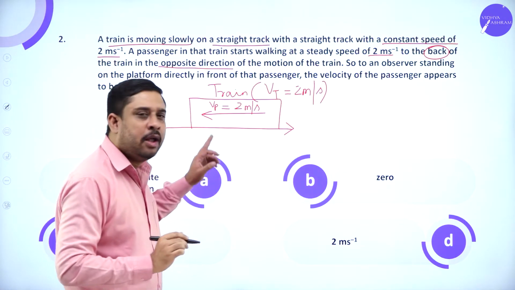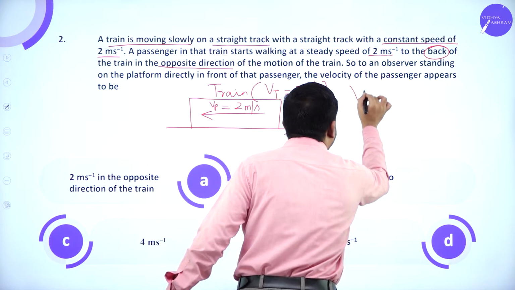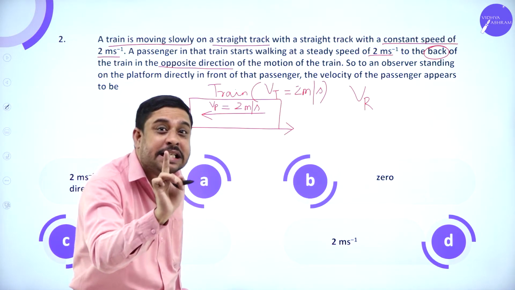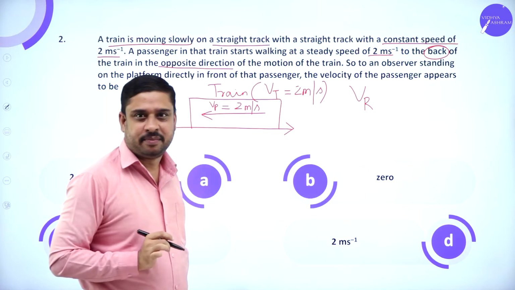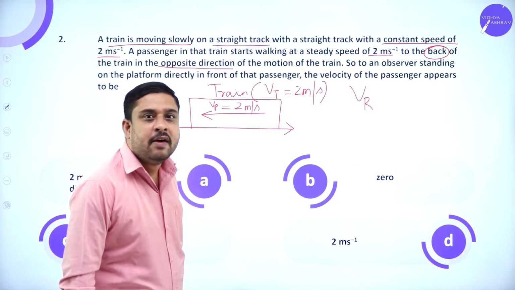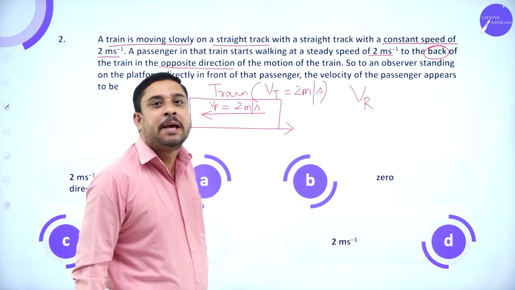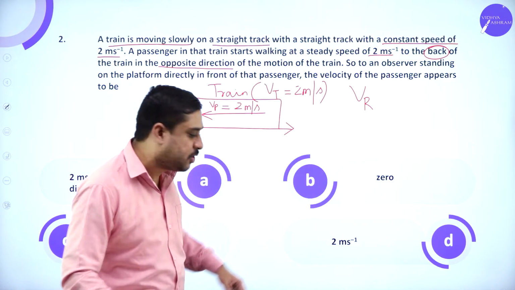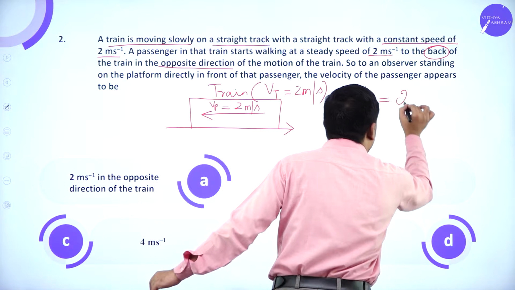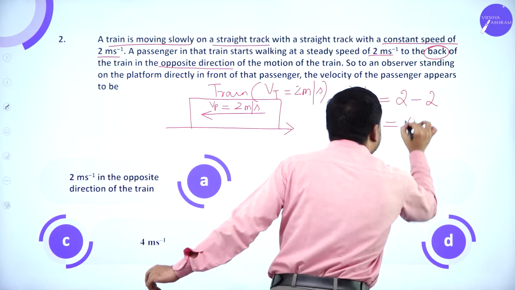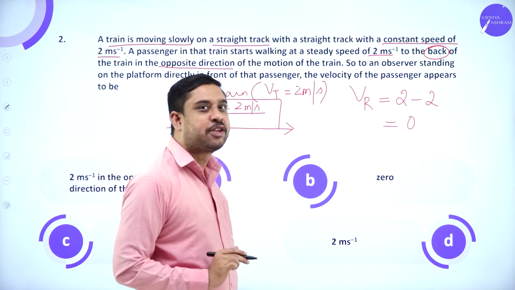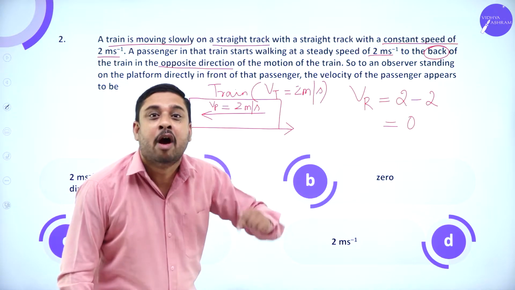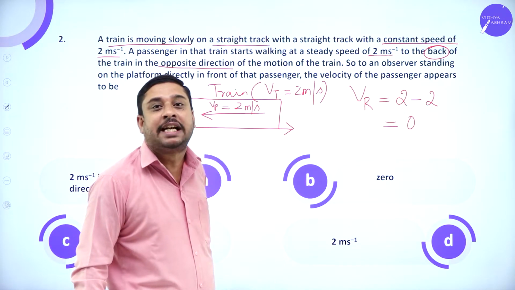Now, what will be the relative velocity of the passenger with respect to the train? They are moving in opposite directions. So this is 2 minus 2 because they are moving in opposite directions. The passenger has the relative velocity opposite to the velocity of the train.